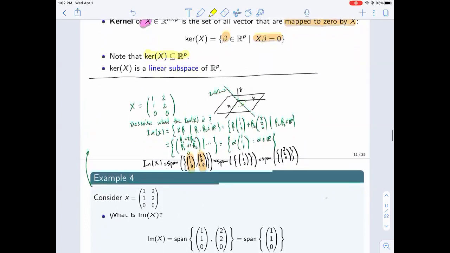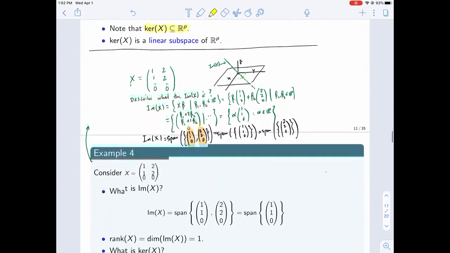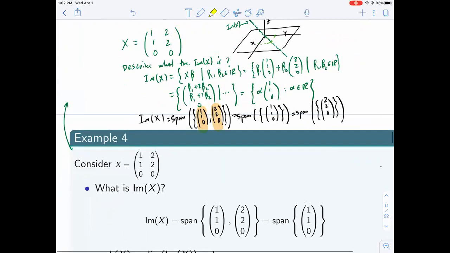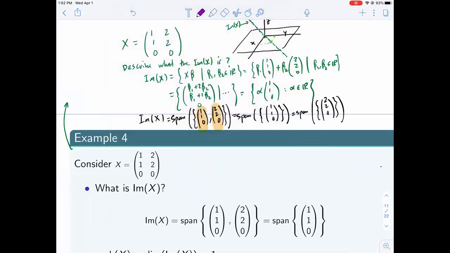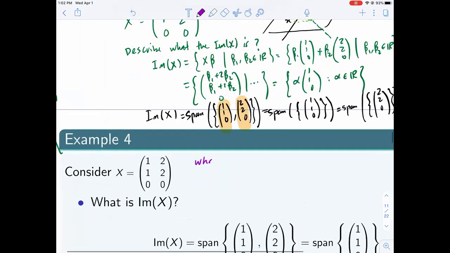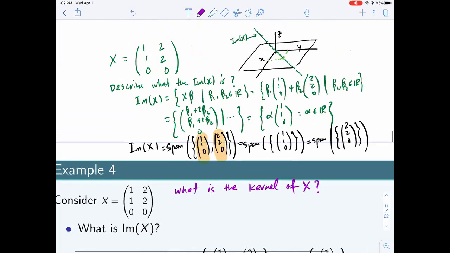Okay, let's see an example. It becomes a little bit more clear. In this example that we had, can anyone tell me what the kernel of X is? Maybe think a little bit about it, a few seconds, maybe a minute, then come up with a description of the kernel. You can also look at this image.